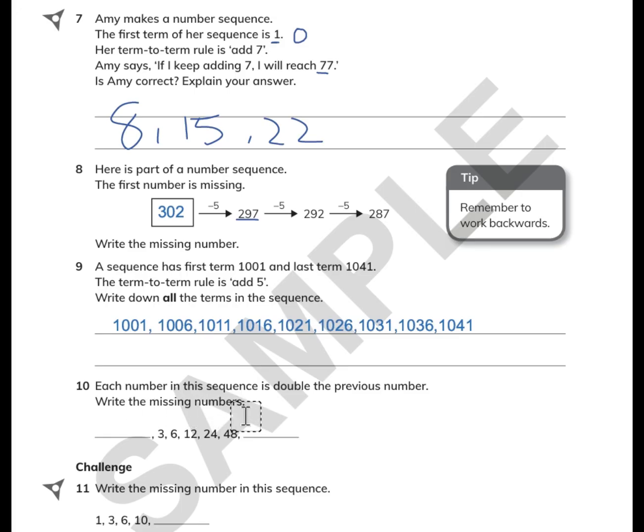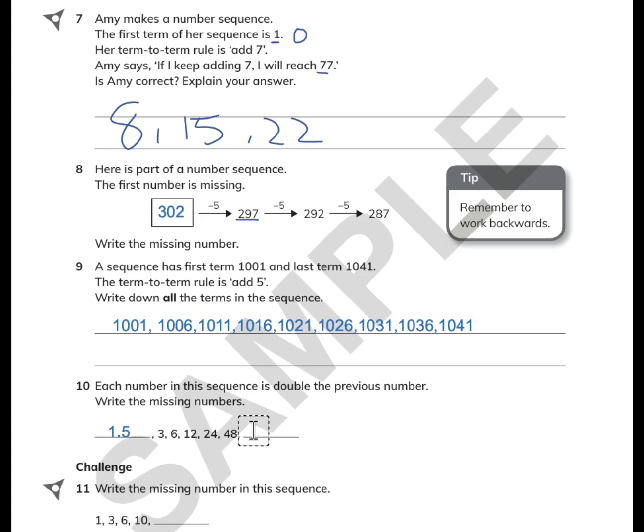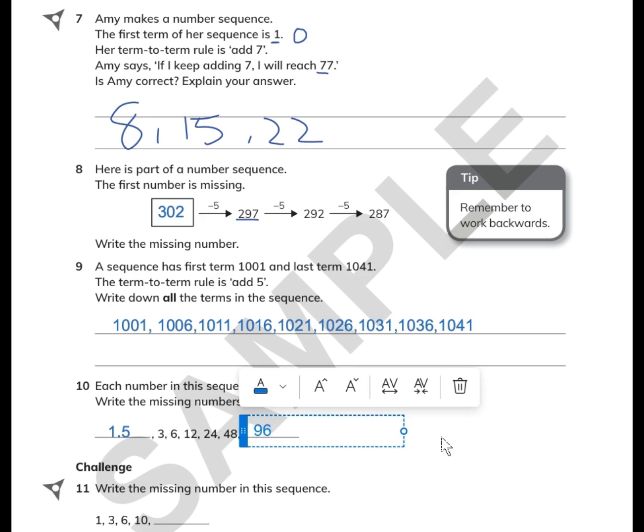Our 10th question is, each number in this sequence is double the previous number. Write the missing number. So each number is double, which means we have to find the half of this one. Half of 3 is 1.5. So 1.5, 3, 6, 12, 24, 48, and the next, the double of 48, will be 96.